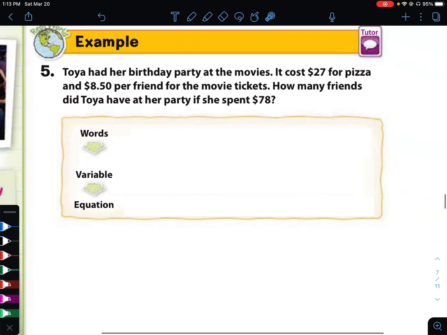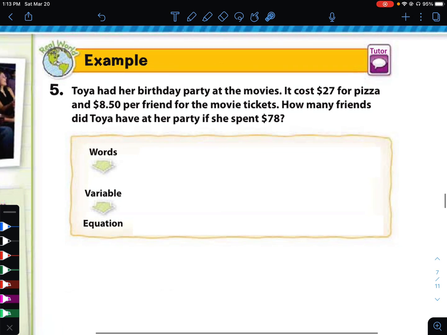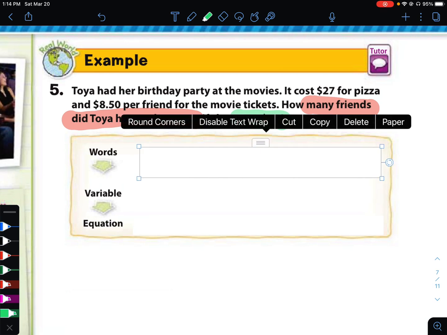Okay, finally, example number 5. Toya had her birthday party at the movies. It costs $27 for pizza and $8.50 per friend for the movie tickets. How many friends did Toya have at her party if she spends $78? Again, we notice that what it's asking for is the number of friends Toya had at the party, if she spends $78. So in words, this is what it's actually asking us to do.